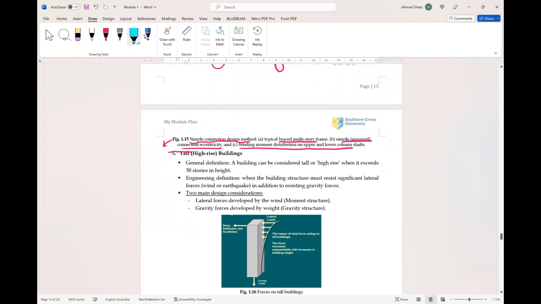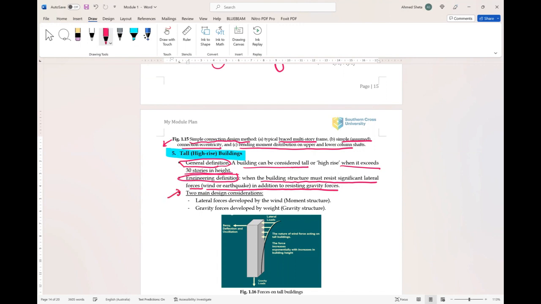The next point we have is the tall building, and we can call it high-rise building. The definition of a tall building is that a building can be considered tall when it is more than 30 stories. This is the general definition. The engineering definition is when the building structure must resist significant lateral forces, wind or earthquake, in addition to resisting gravity forces.